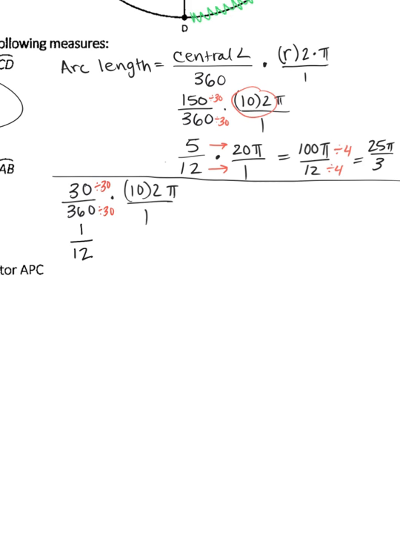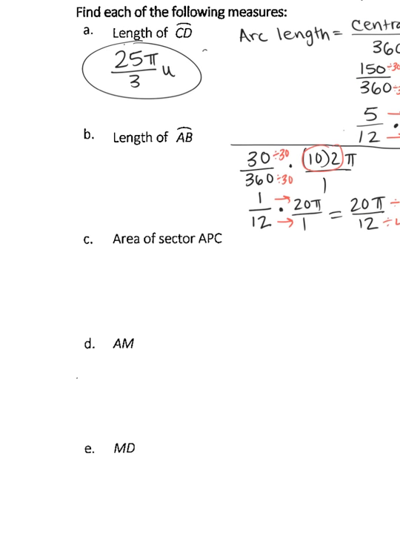Then I can times that by 20 pi, because 10 times 2 is 20. And I'm ready to multiply straight across, which gives me 20 pi over 12, and those are both divisible by 4. So I have 5 pi over 3. So the length of that arc is 5 pi over 3 units.